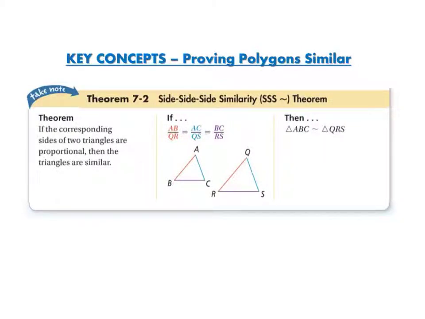The side-side-side similarity theorem says if the corresponding sides of two triangles are proportional, then the triangles are similar.